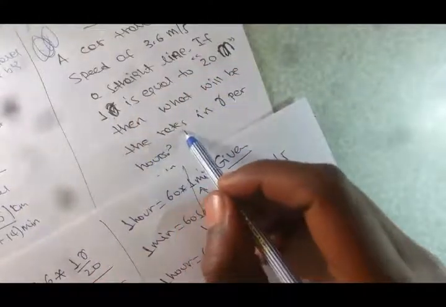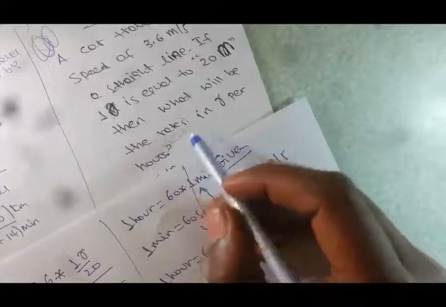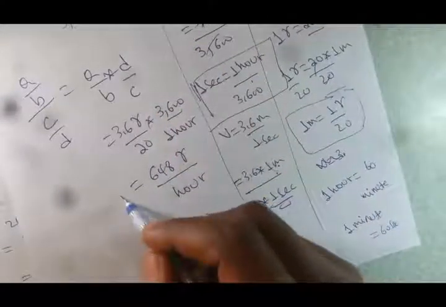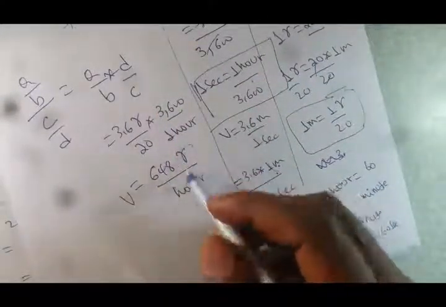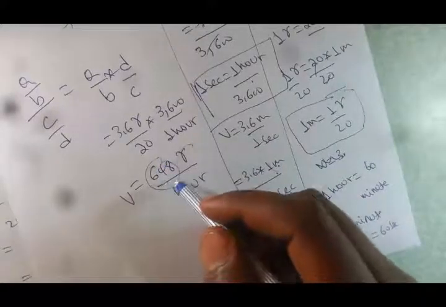And we are asked to find what will be the rate. The rate means we are asked to find the velocity in terms of ohm per hour, and we get speed or a rate in terms of ohm per hour. It is equal to 648.